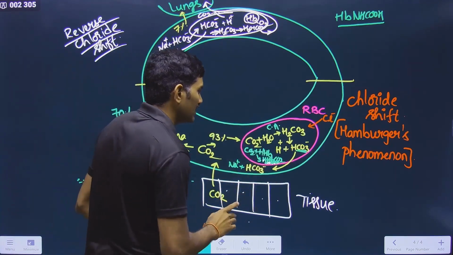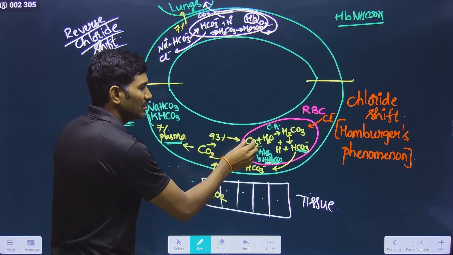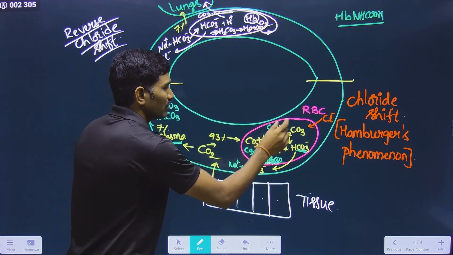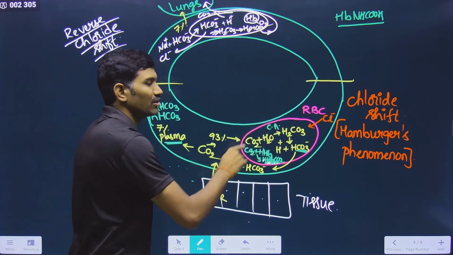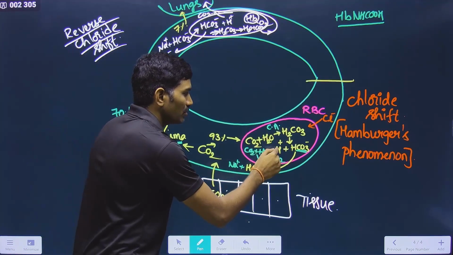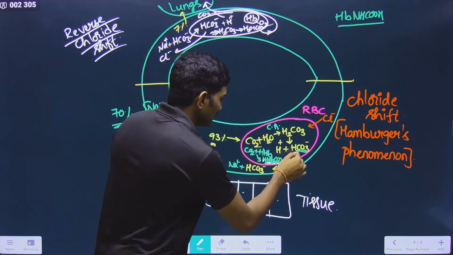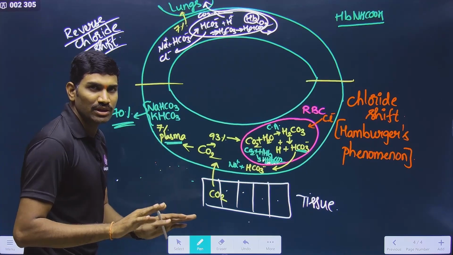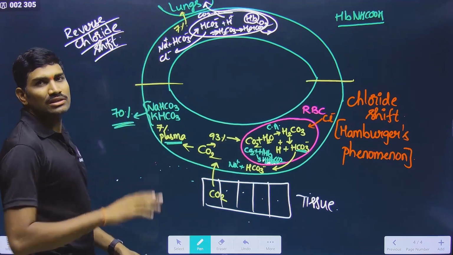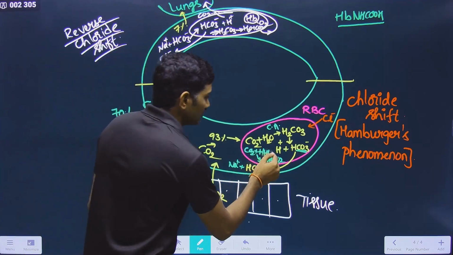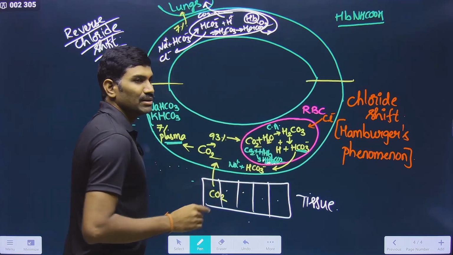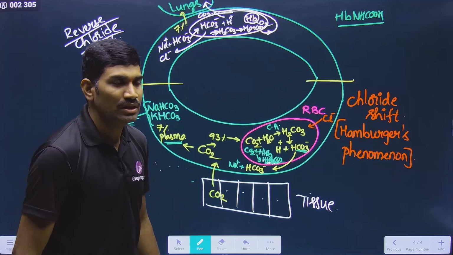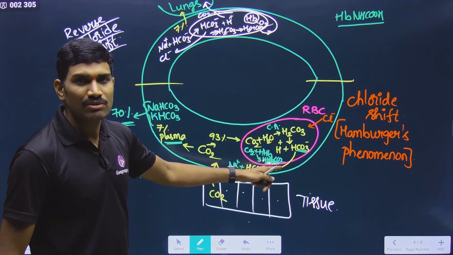Once again I will repeat. At the tissues, what is happening? Within the RBC, CO2 combines with water and forms carbonic acid in the presence of carbonic anhydrase, and it is broken down into H plus and HCO3 minus. HCO3 minus comes into the blood plasma, combining with sodium or potassium and forming the corresponding bicarbonates. In this way it goes up to the lungs. Next, the released H plus combines with hemoglobin, and it also combines with some amount of CO2. Approximately 20 to 25% of CO2 is attached.